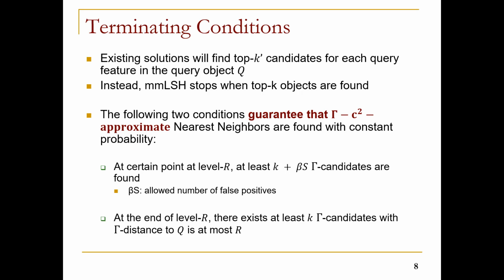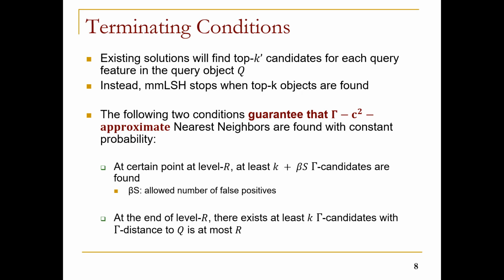Existing solutions terminate when top k prime candidates for each query feature of the query object are found. mmLSH instead stops when top k objects are found. mmLSH has two terminating conditions in order to find top k objects given a query object.